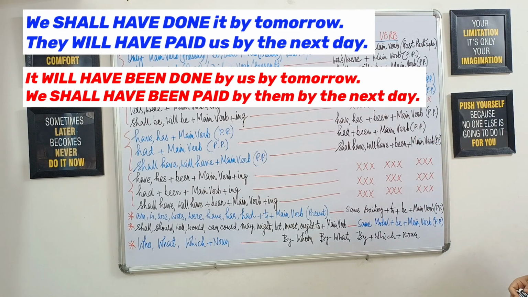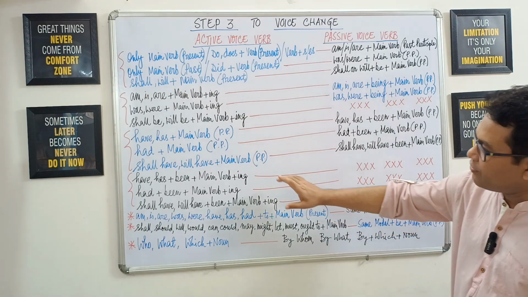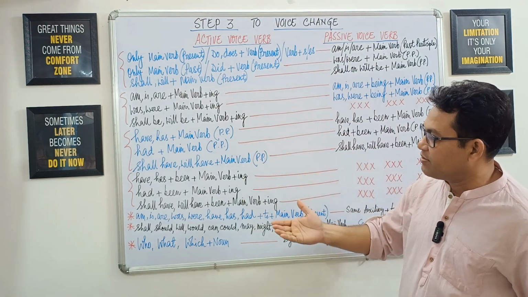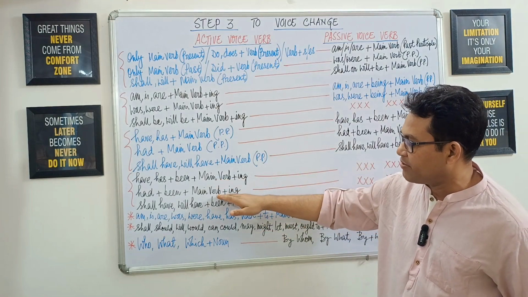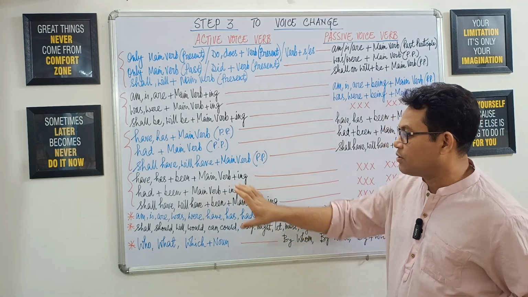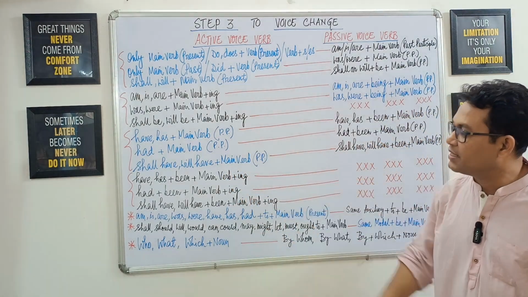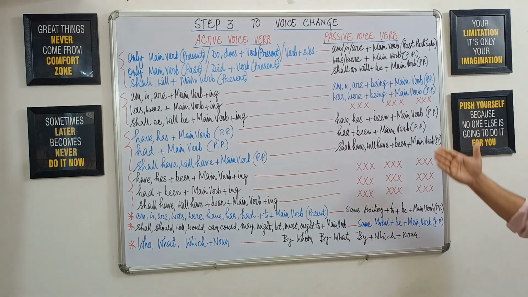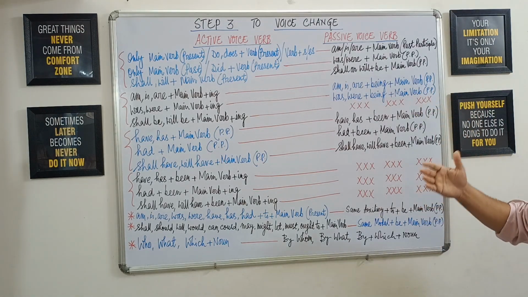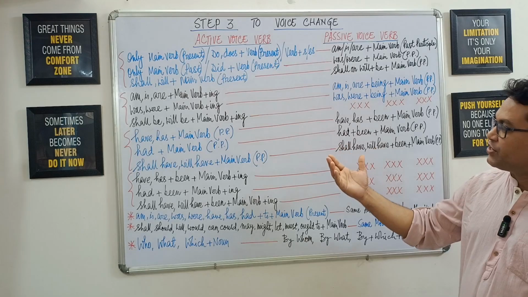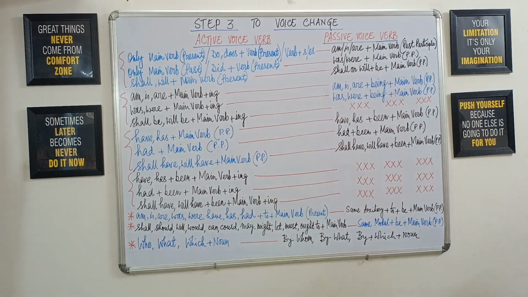Then you see the fourth cluster, the perfect continuous tenses: present perfect continuous, past perfect continuous, future perfect continuous. We see that we don't get any passive voice verb patterns for all these three. So ultimately we get four tenses in active voice for which we don't get any passive voice verb patterns.